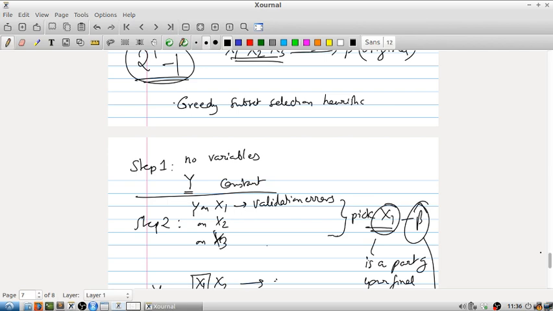Yeah, so after we drop the variables and we get a good validation score, it's still a good model. Yes, that's right. So we moved away from statistics. So this validation score is an approximation for your test score.